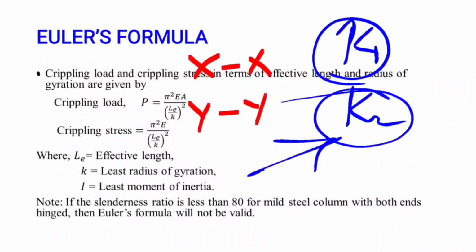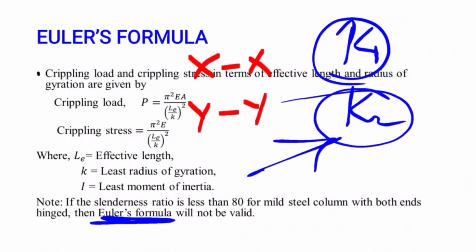For that same axis only we can take the moment of inertia, for which we take the least radius of gyration. For that same axis we take the moment of inertia, that is called the least moment of inertia. If the slenderness ratio is less than 80 for a mild steel column with both ends hinged, then Euler's formula will not be valid. This is the drawback of Euler's formula.